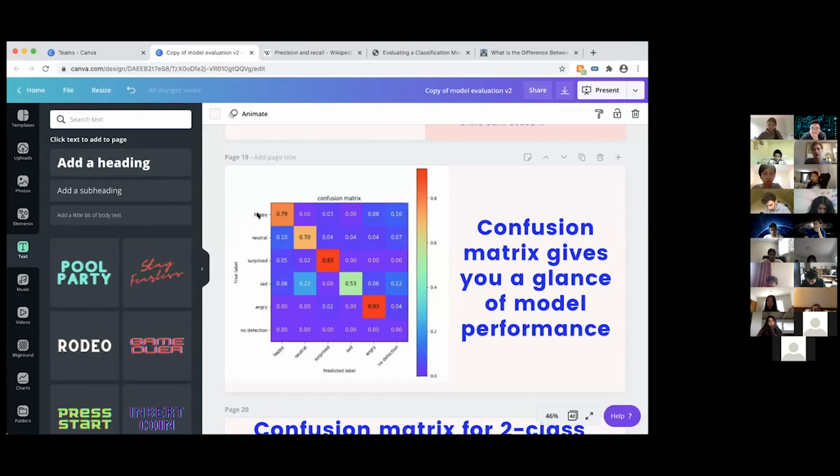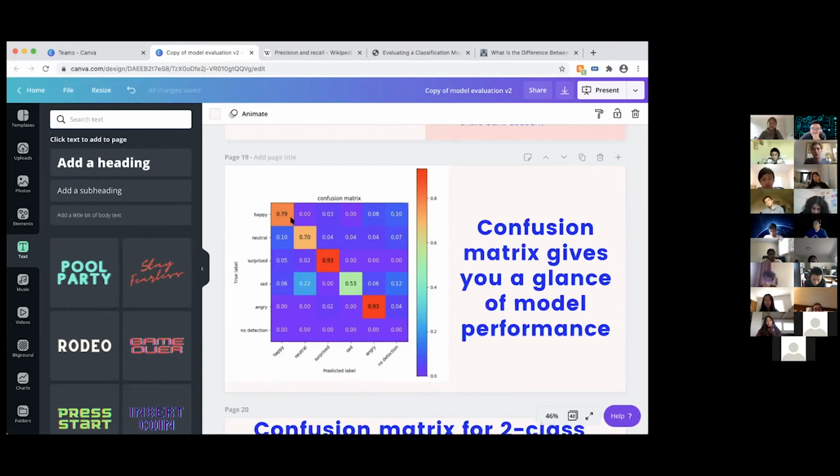So up here, if the true label was happy, this means on the image, the actual label that we put in label box was happy, right? So if we were to look at this confusion matrix, our model, this is the predicted label, right? Our model predicted happy 79% of the time when the actual label was happy, right? But we can see that maybe 8% of the time when it was happy, it made a mistake and predicted it as angry instead. Or maybe 10% of the time, it made no detection at all when it was happy.